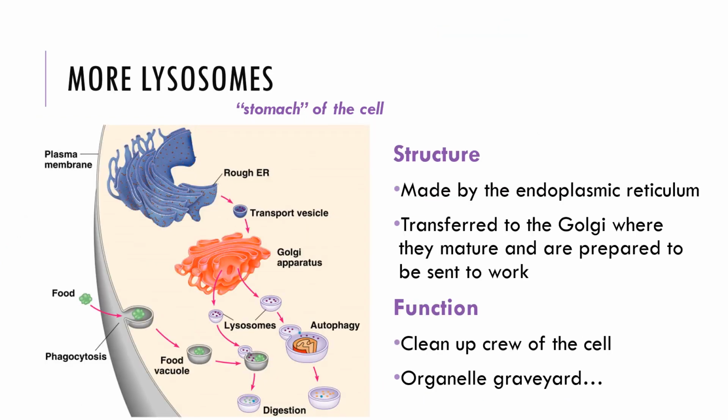Now, it's made by the endoplasmic reticulum, by the rough ER. So at the end of the rough ER, it'll bud out a little tiny transport vesicle that fuses with the Golgi, gets processed there, then it leaves the Golgi fully ready to work. It then has to fuse with either a food vacuole or some other type of vesicle in order to break down whatever is inside of that.